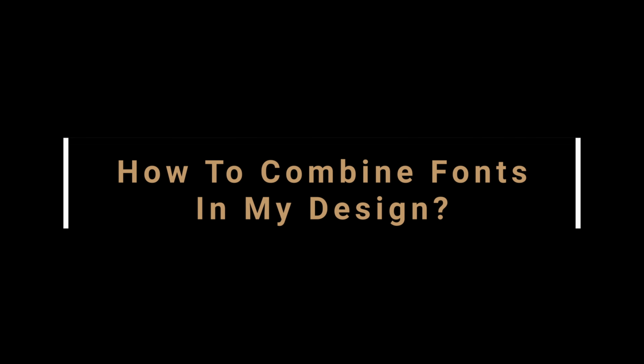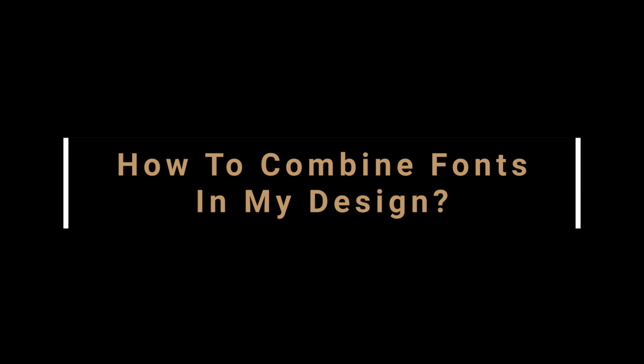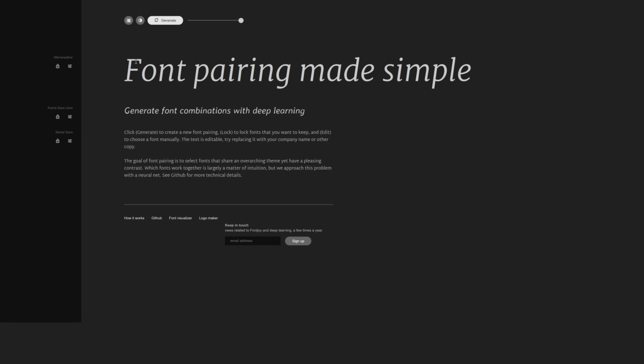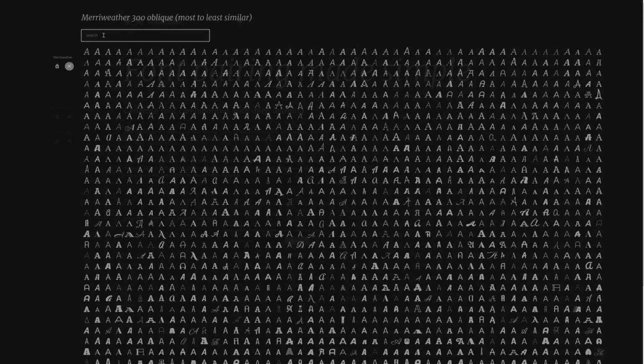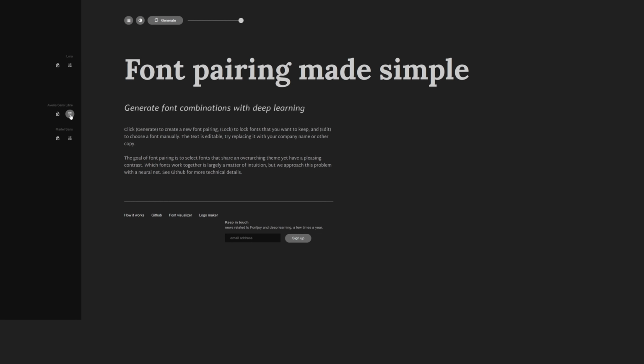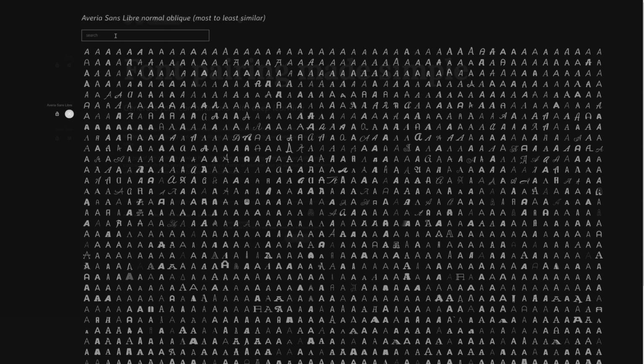How to combine fonts in my design. There are 3 different ways you can relate your fonts, but there is one that you should avoid at all costs, at least if you want your design to look good. The first one is the conflict relationship. Conflict is not a nice word. Therefore, you can always assume that this is not the type of relationship that you want in your designs.